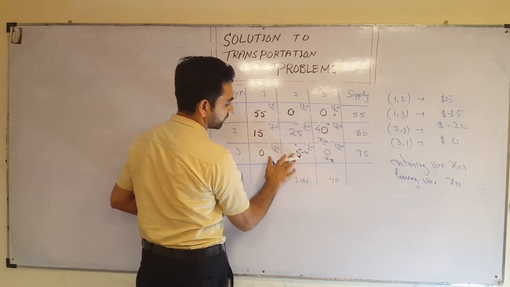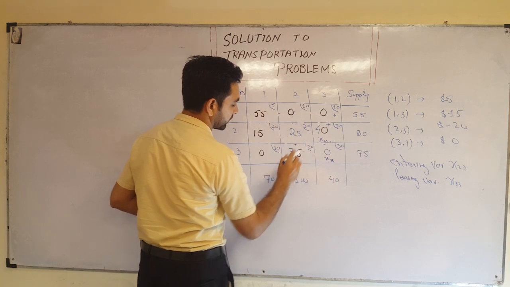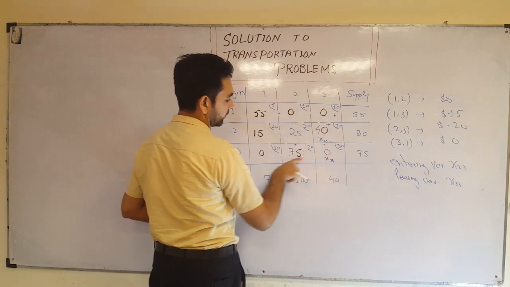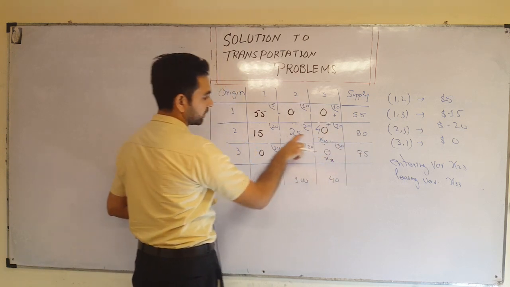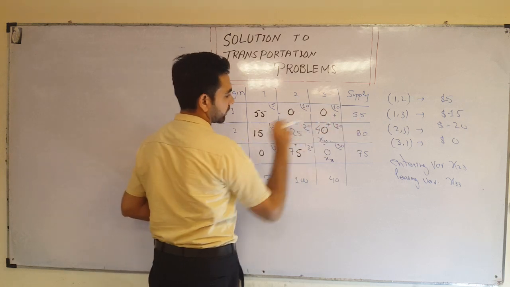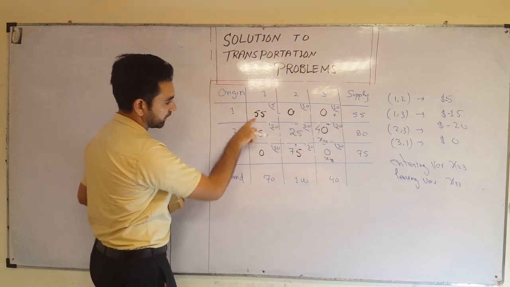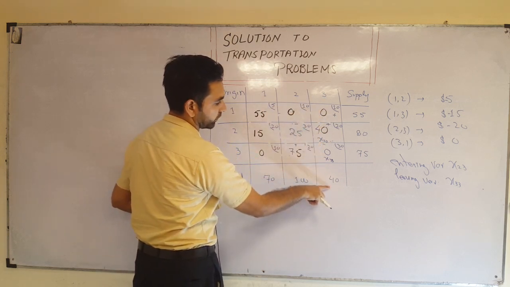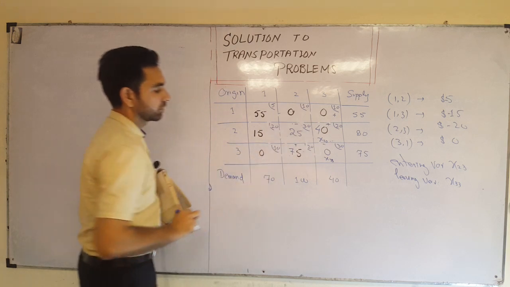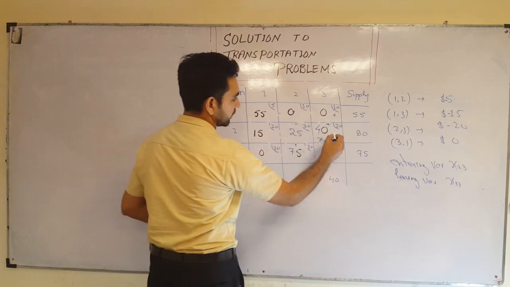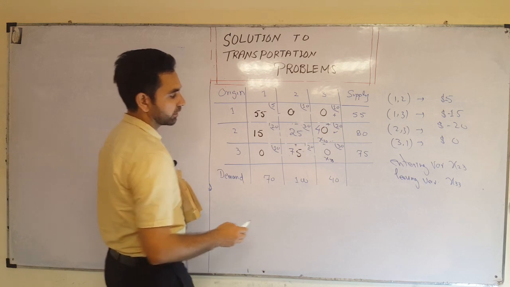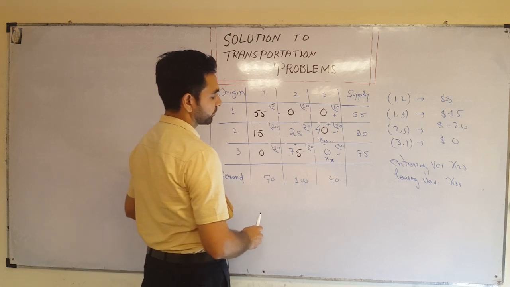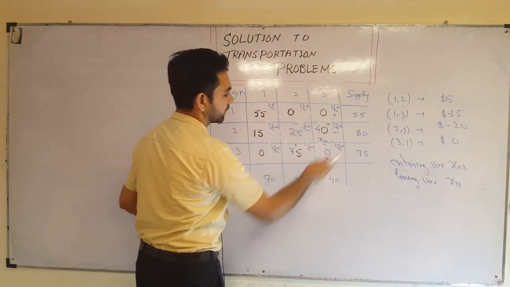So that becomes 75. So you can see the supply is 75, the supply is 80, the supply is 55, and the demand adds up to 70, the demand is 100, the demand is 40. So the table is now complete. Now this was the entering variable, now this is the basic variable, this is the leaving variable, now this is the non-basic variable, right? Now you have to calculate the cost again.